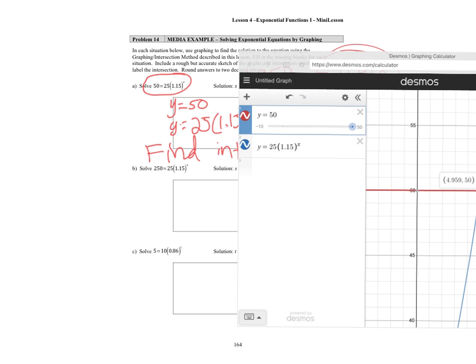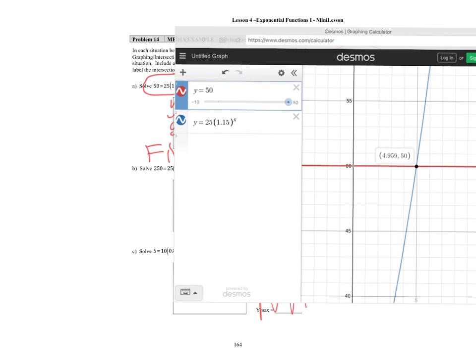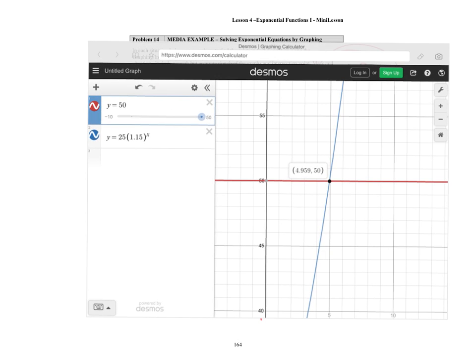So let's do the second one the same way. In the second one, we're going to put y equals 250, because that's one side of the equation. Oh my goodness, I hit the wrong button now. 250. And then in the second space, I'm going to put the same thing. So I'm not even going to delete what I have, 25 times 1.15 to the x. And now I'm going to have to zoom even further out.